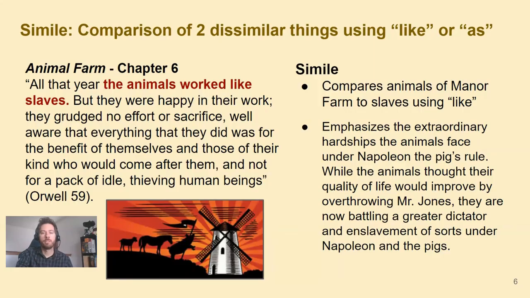In this quote from chapter 6, Orwell uses a simile to emphasize to the reader how difficult the animals' lives are under Napoleon's rule. After Napoleon uses his dogs to run his co-leader Snowball off the farm, Napoleon tells the animals that they will build the windmill Snowball designed.